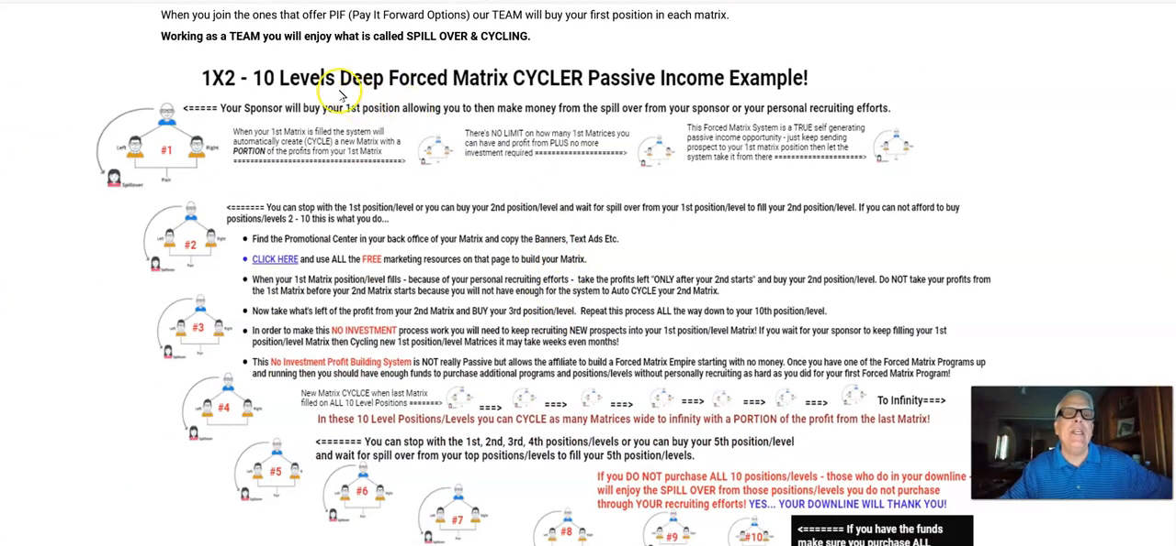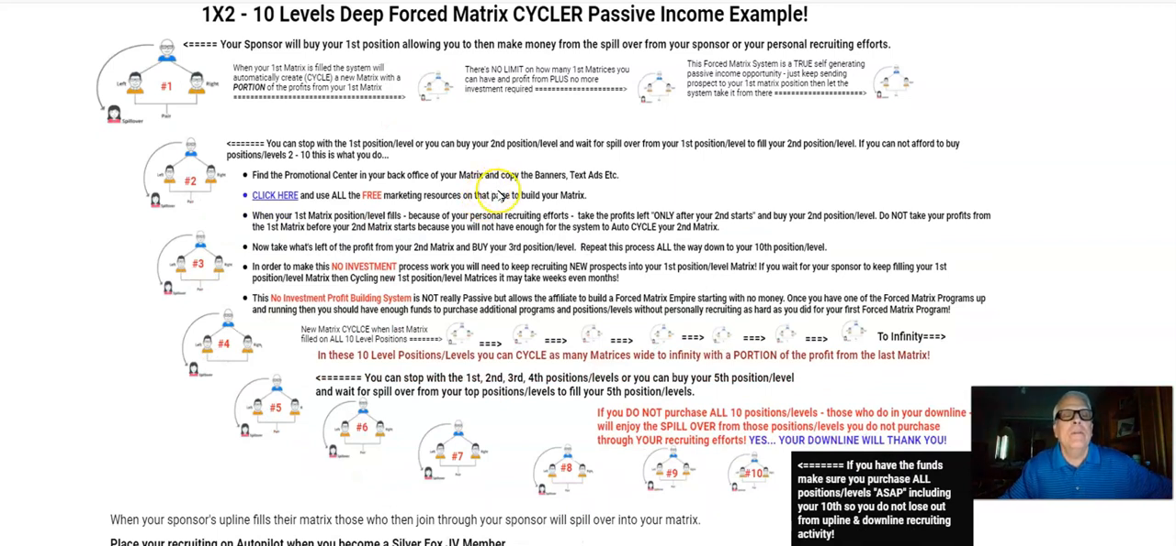So let's scroll down to this diagram here. This happens to be an image. In order for me to get this image so I could show you how everything works, I had to make an image and blow it up here. So it's a little blurry, but not a problem. So here's an example of a 1x2, 10 levels deep forced matrix cycler passive income example.